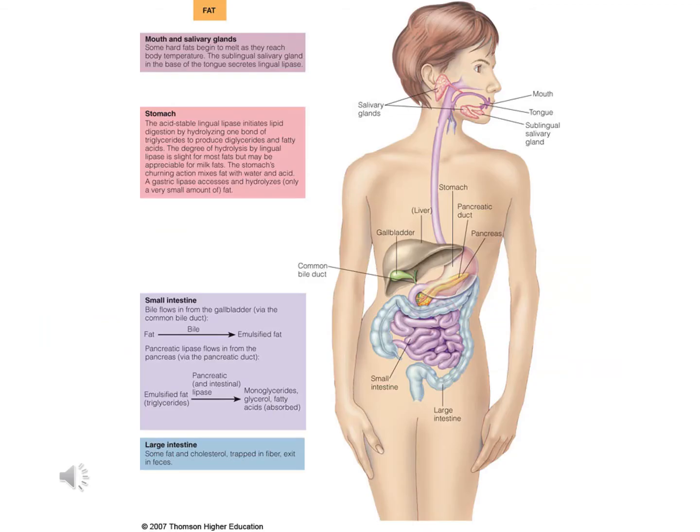This figure allows you to trace the digestion of fat through the GI tract, with the ultimate goal of breaking down triglycerides into monoglycerides, fatty acids, as well as glycerol. Note the summary of the processes that we just reviewed.